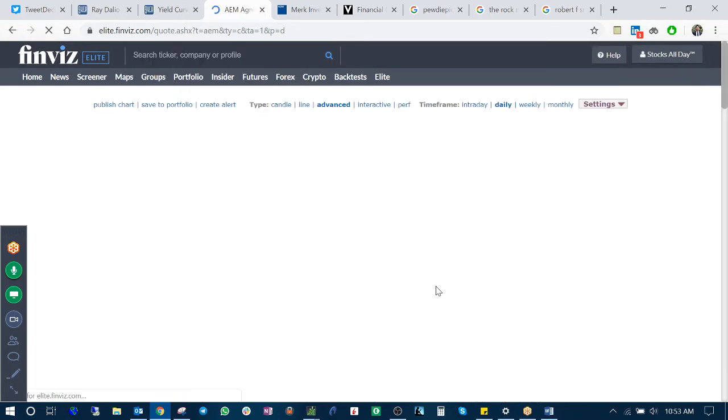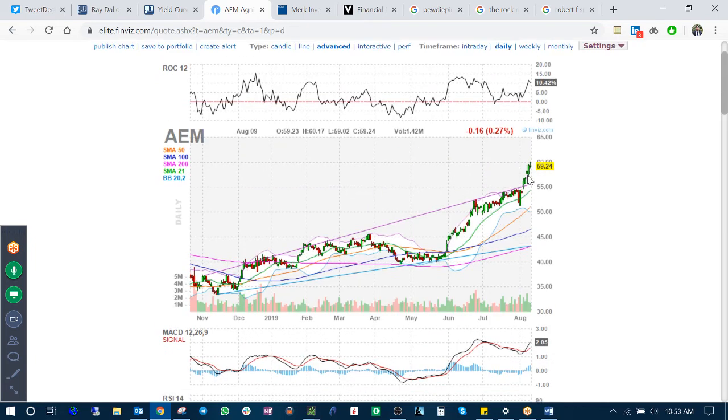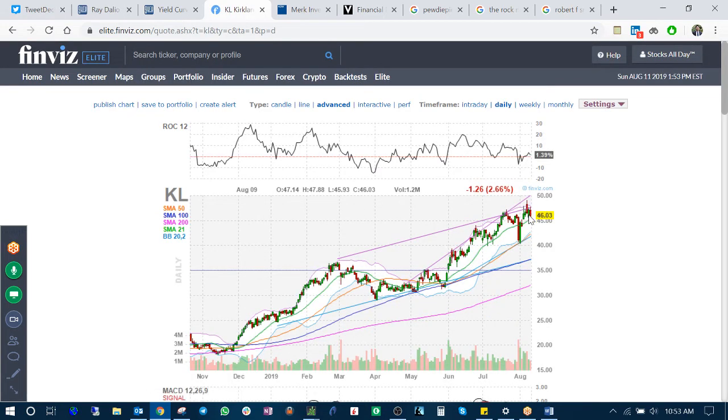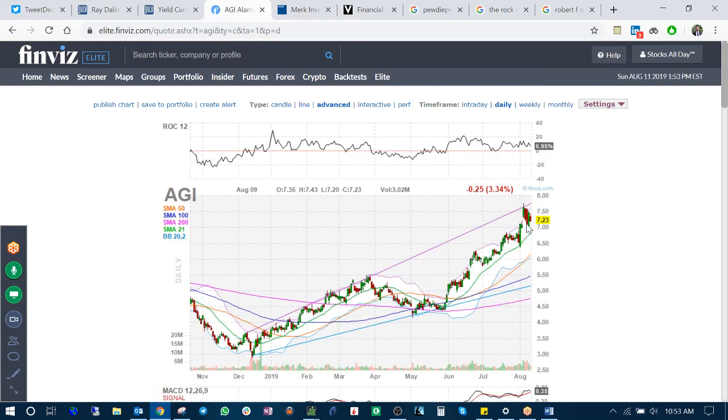I did regret shaving this position off. I shaved somewhere here, and then the next day it went even higher, right? This one I didn't shave off so much right here, but it didn't go as high. There's AGI, I shaved some off, but then I went back right in, right?